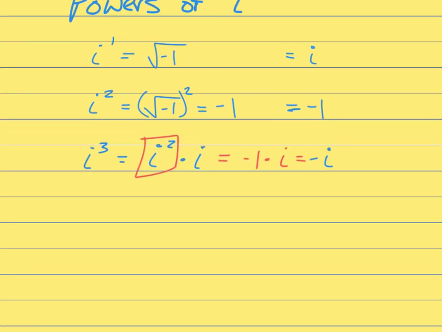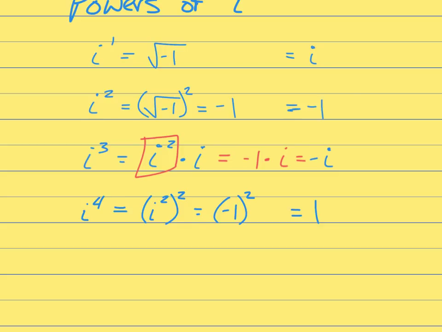And then lastly, actually probably not lastly, we're going to do a few more, but i to the fourth power. Well, i to the fourth power is really like taking i squared and squaring it. Well, we know that i squared is negative 1. Well, negative 1, if I take it and I square it, what do you get? You get positive 1. Okay?